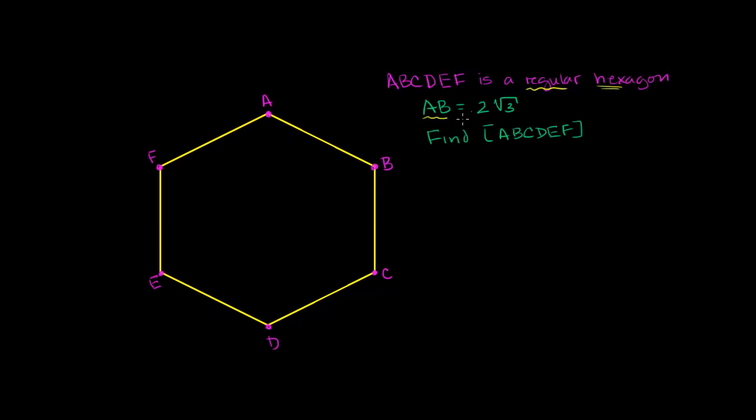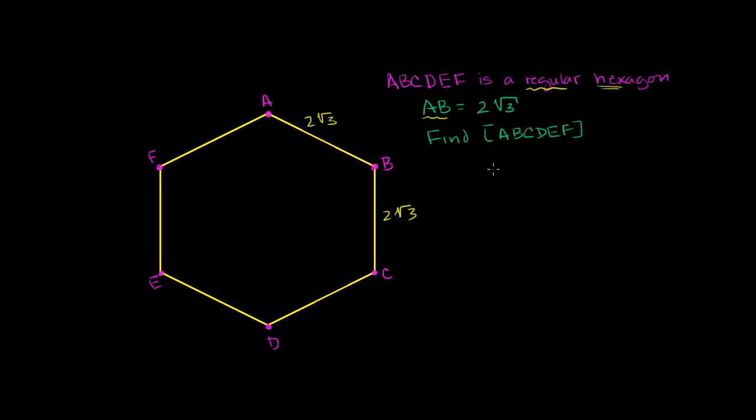And since this is a regular hexagon, they're actually giving us the length of all of the sides. They say it's 2 square roots of 3. So this side right over here is 2 square roots of 3. This side over here is 2 square roots of 3. And I could just go around the hexagon. Every one of the sides is 2 square roots of 3. They want us to find the area of this hexagon. Find the area of ABCDEF.